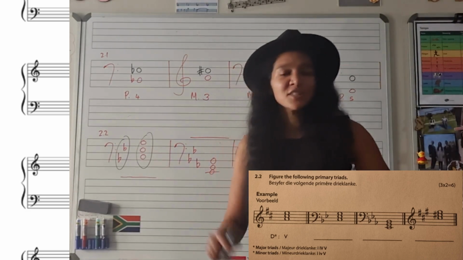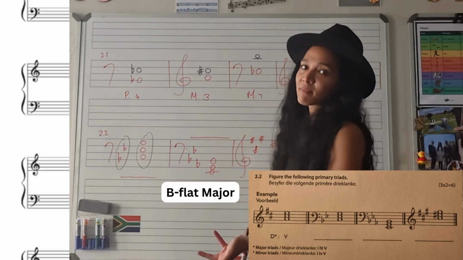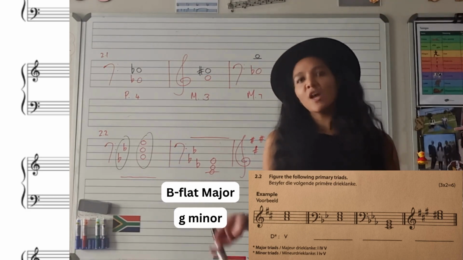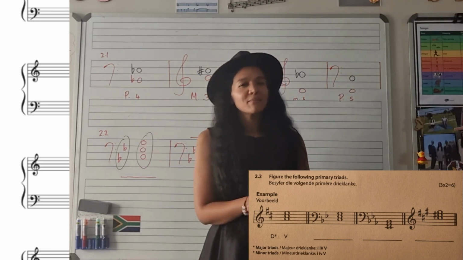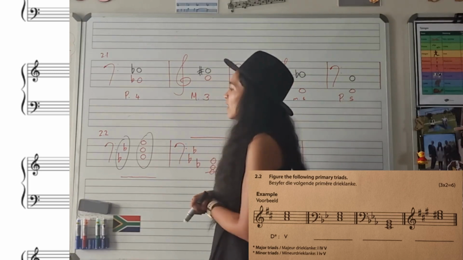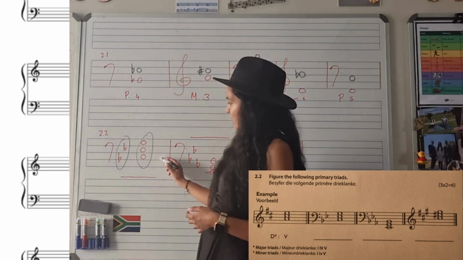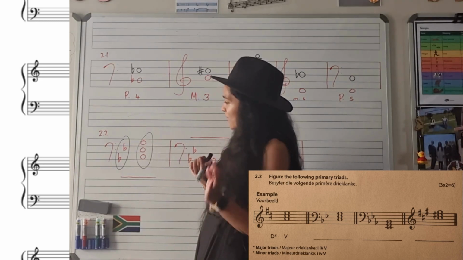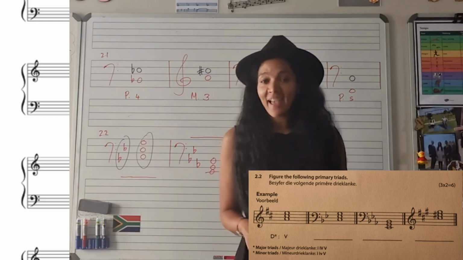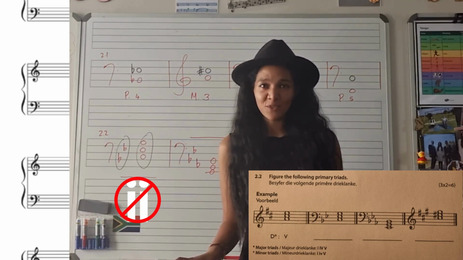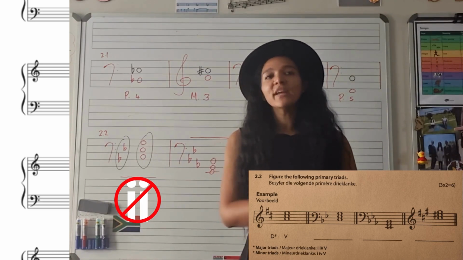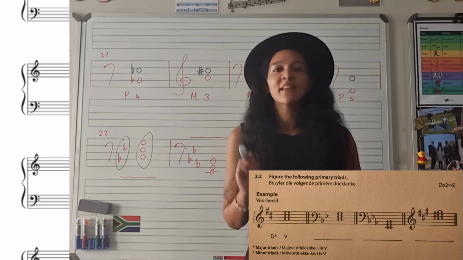We are given 2 flats, so of course we can either be in B flat major or we can be in G minor. So if we are in B flat major, what degree of the scale would that be? B flat would be over here, 1 up is C, so that means it would be on the 2nd degree of the scale, and we have not yet explored that triad, so it cannot be that. So we are going to go to the relative minor key, and that is G minor.